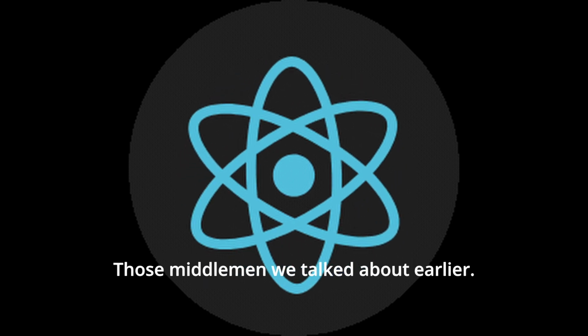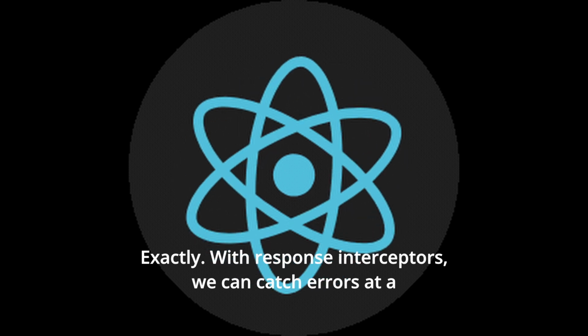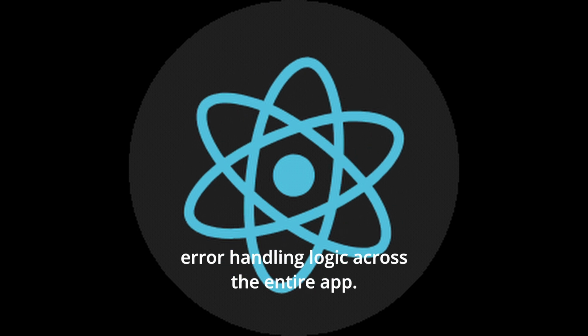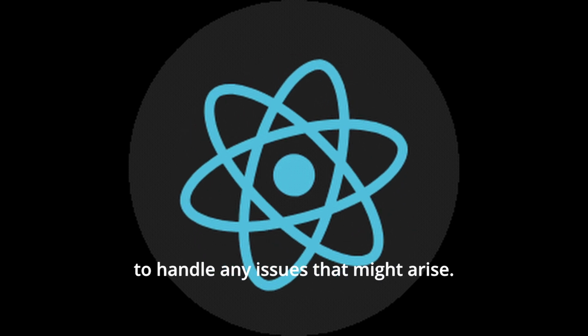Those middlemen we talked about earlier. Exactly. With response interceptors, we can catch errors at a higher level, applying consistent error handling logic across the entire app. So it's like having a dedicated team to handle any issues that might arise.